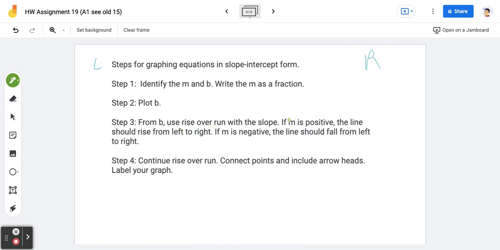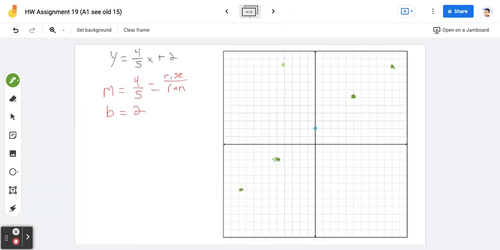All right, we had a positive line. Great. Our step 3 is actually done. So 4, we actually went into 4. We continue to rise over run. So we continue plotting more points, connect points, and include arrowheads. Label your graph. So I made as many points as I could because I'm going to be off the graph in a bit. So what I'm going to do now is I'm going to make my line.